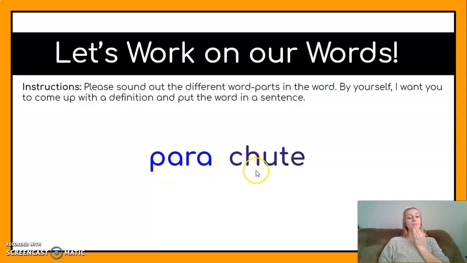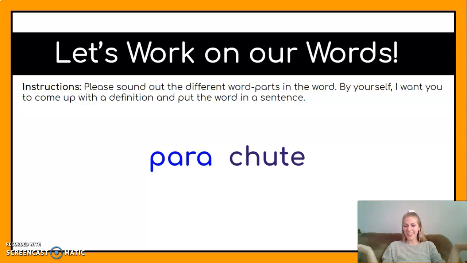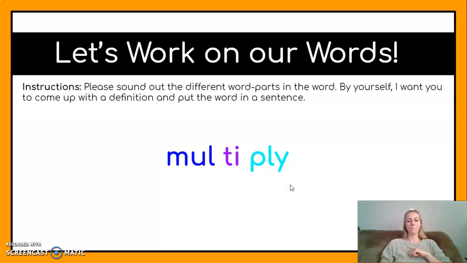Para. Shoot. And the word is parachute. Okay, grade fours. What does parachute mean? What's the definition of parachute? So I want you to think of that on your own. And I want you to come up with a sentence using the word parachute. Okay? Let's see the next word.